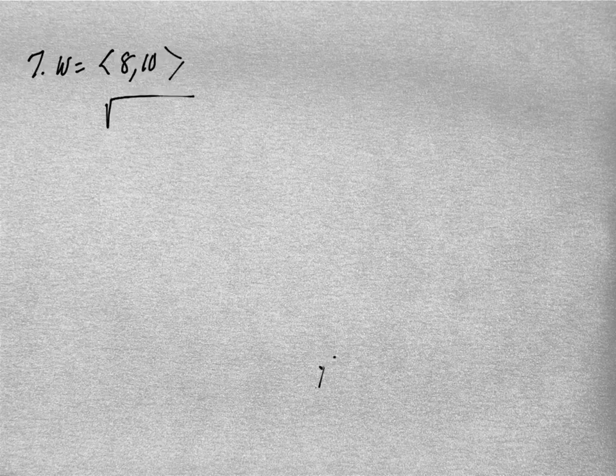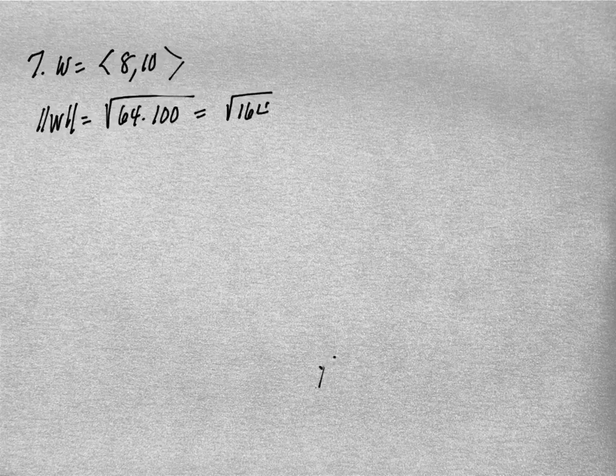All right, number 7 directions say use the dot product to find the magnitude. For 7, we have W equals <8, 10>. So the dot product would be 8 times 8, which is 64. So we have the magnitude of W is equal to the square root of 64 plus 10 times 10, which is 100, which is the square root of 164. So let's simplify 164.